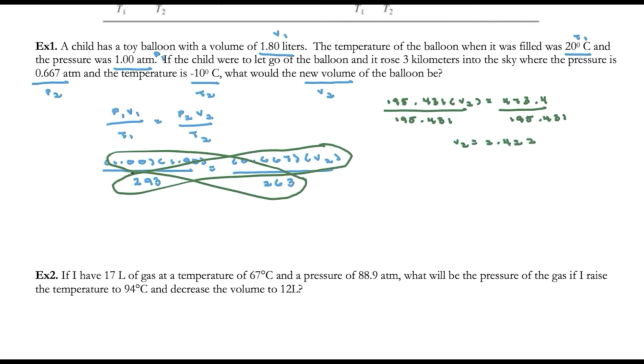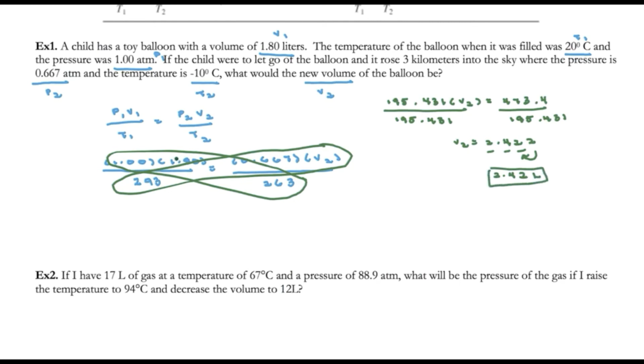Okay, sig figs. Let's look here. 1.00 has 3. 293 has 3. 0.667 has 3. And 263 has 3 sig figs. So 1, 2, 3. So 2.42. And my units are going to be liters.